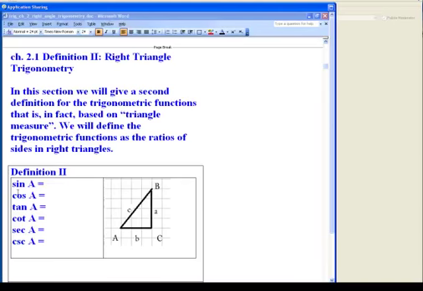Welcome to Definition 2, Right Triangle Trigonometry. And we're going to get right to it in this lecture.